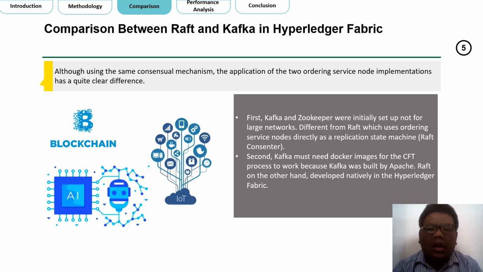Second, Kafka needs a Docker image for the crash fault tolerant process to work, because Kafka was built by Apache Kafka. This is quite complicated and its use must also be studied further. Raft, on the other hand, is developed natively in Hyperledger Fabric itself, so its use is easier.